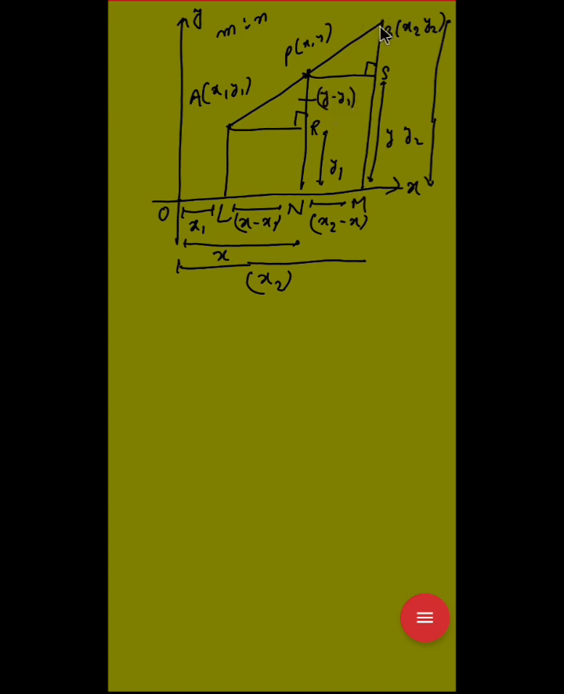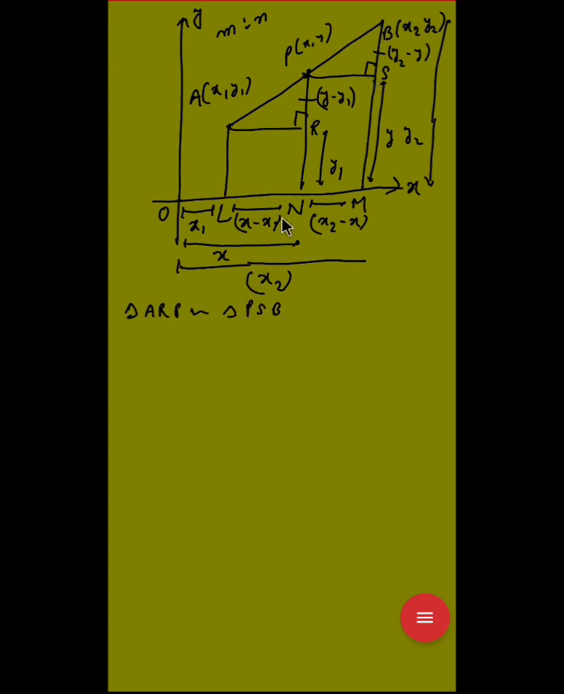Now similarly, the whole distance B to M has a y2, and P to M has a y distance. So this distance is defined by y2 minus y. Now triangle ARP, I have written, is similar to triangle PSB, so I have written PSB.